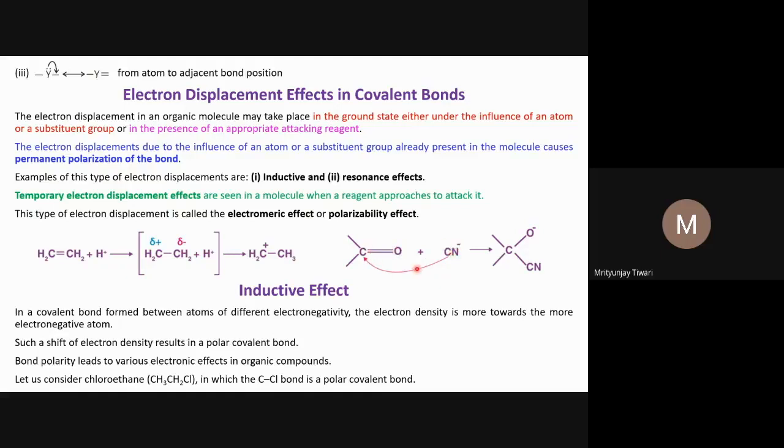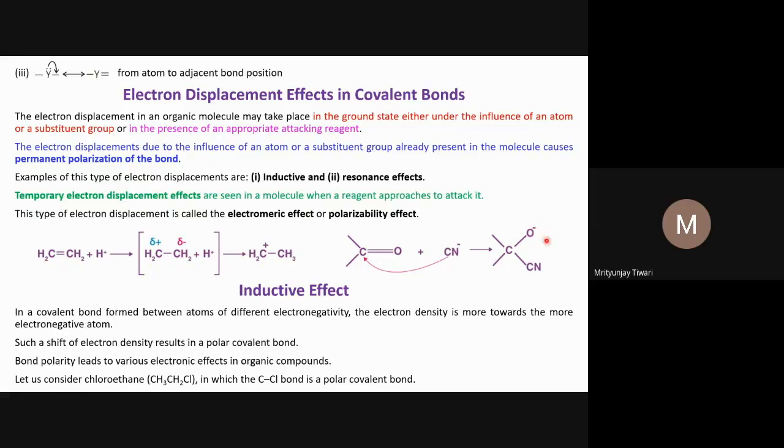So once this attack happens, this carbon cannot have more than four valency, covalency, and so the tetravalency of this carbon must be maintained. So this pi bond, which is a weaker bond, will now break, and both the electrons will shift to this oxygen. Usually the sigma bonds are stronger, and for a sigma bond, a pi bond can be broken.